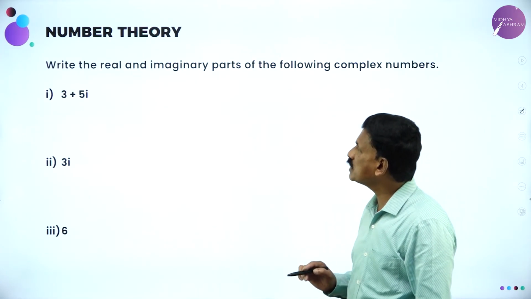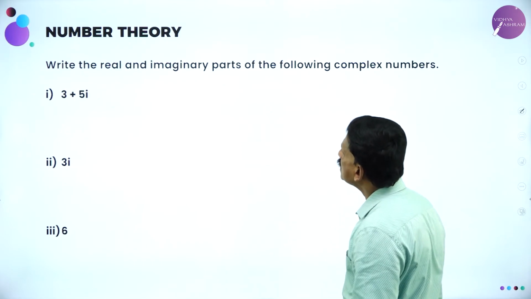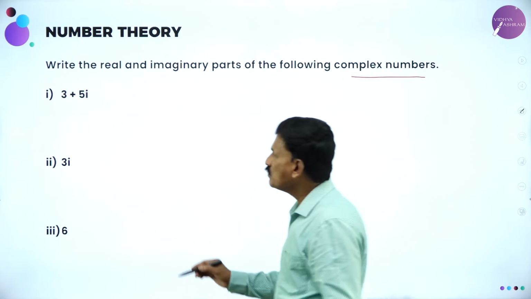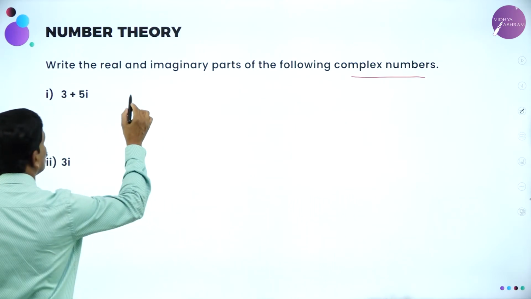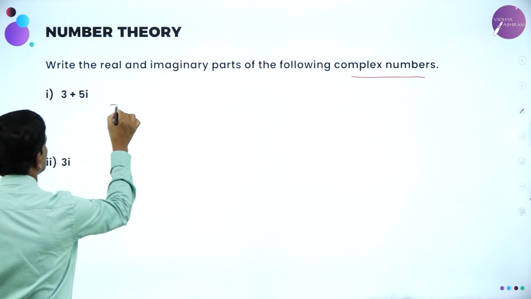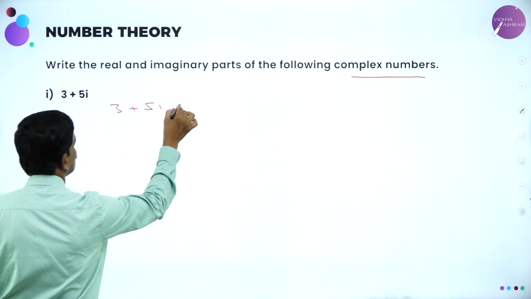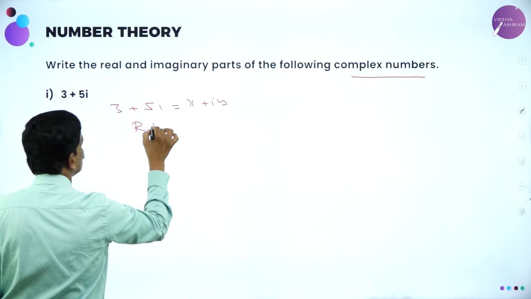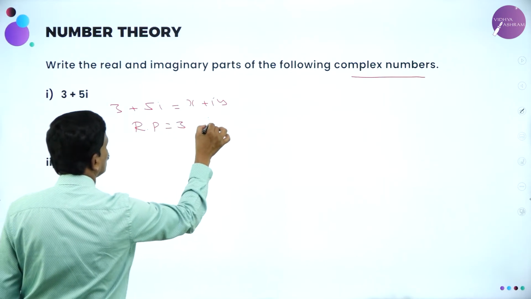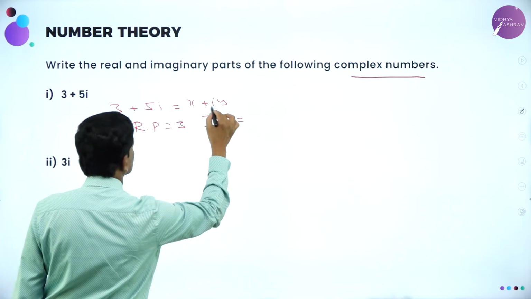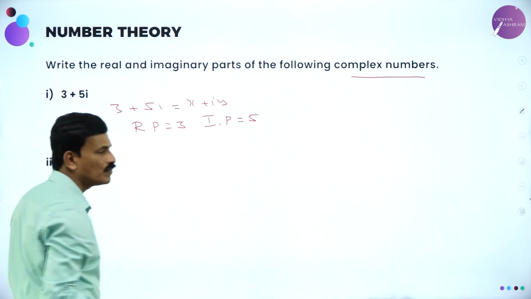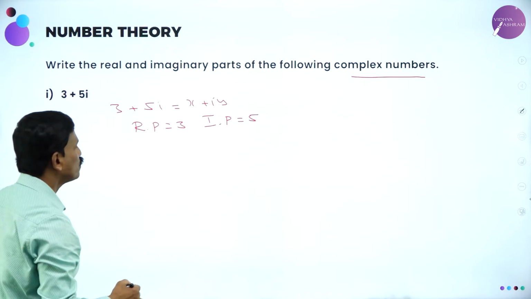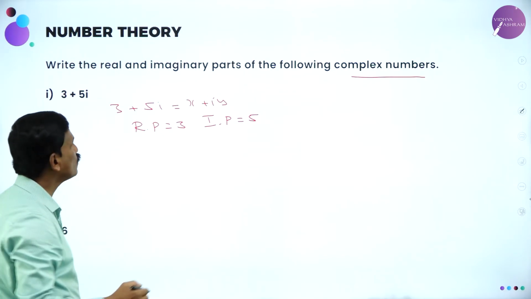Now, let us come to the next problem. Write the real and imaginary part of the following complex numbers. Very simple concept. We have to write the real and imaginary part. What is the given equation? 3 plus 5i is of the form x plus iy. The real part is 3 and the imaginary part of the complex number is the coefficient of i, that is 5 is the imaginary part. So, the real part is 3 and imaginary part is 5.